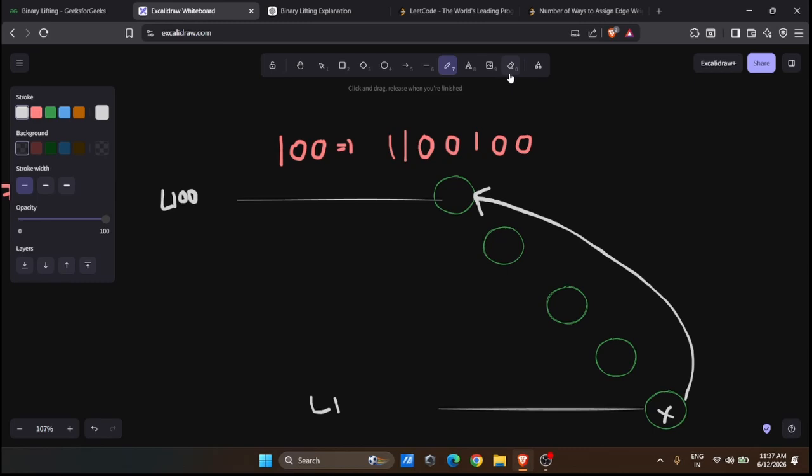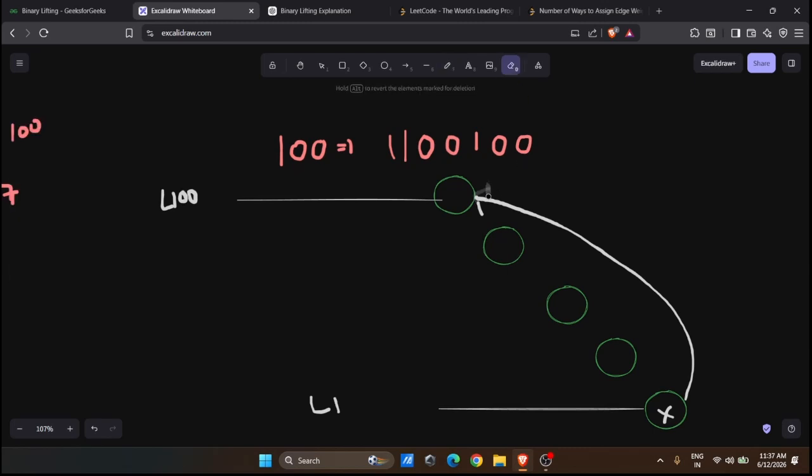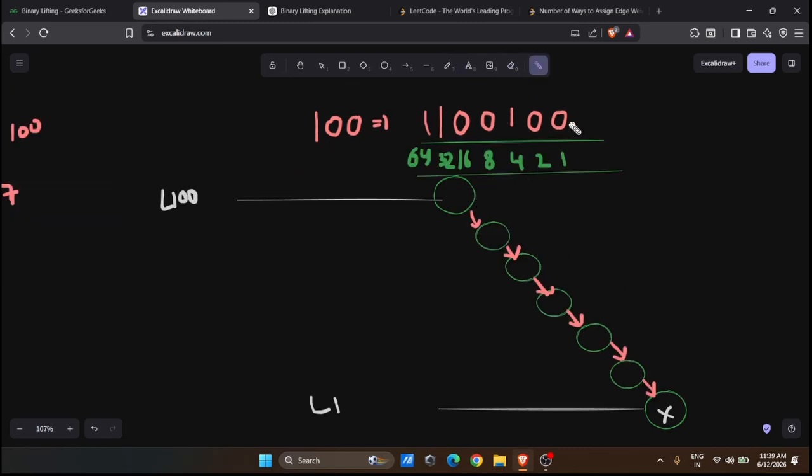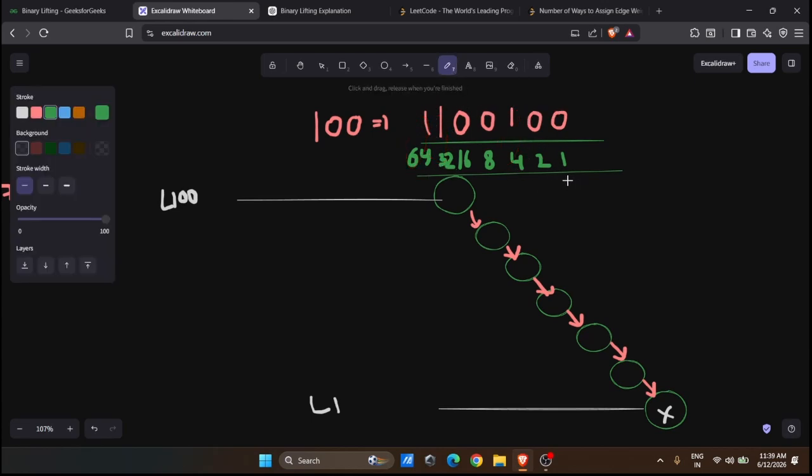So how is this binary string going to help us solve this question? In binary lifting, for all the set bits, we perform the operation. What is this operation? Let's say we start from this set bit. From X, we access its fourth parent. From the fourth parent, we hop to its 32nd parent. We hop from this Y to its 32nd parent, and from this Z we hop to the 64th parent.